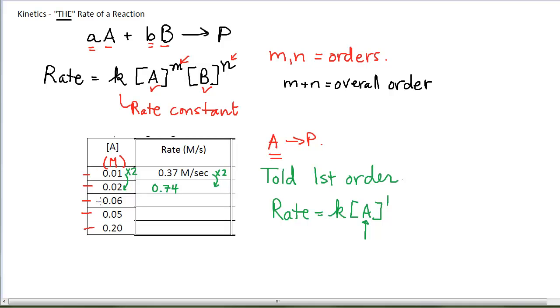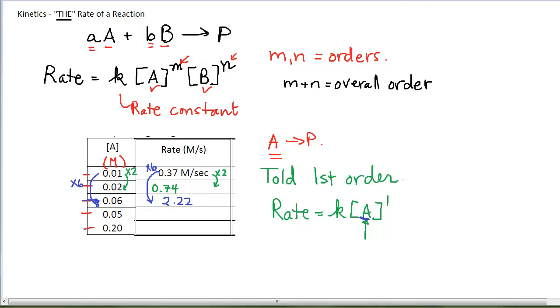Let's say that I want to predict what the rate would be if I change the concentration to 0.06. Well, if I change the concentration of A to 0.06, what I should find experimentally is that the rate would be 6 times what it is from this first trial, because I changed the concentration by 6. What I should find experimentally, let me not worry about sig figs so much, is that the rate should now be 2.22 molarity per second.